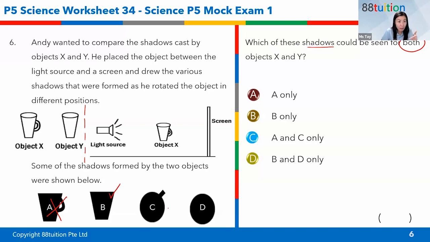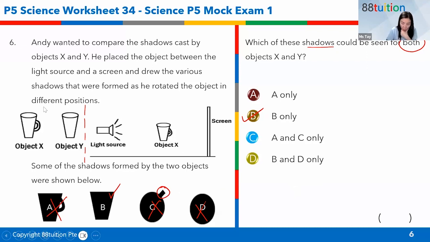Can it be C? C here shows the handle, so no. And then D, possible or not possible? Not possible. Yeah, smart. Okay, I wanted to test your logic and you are sharp. Okay, so the answer is B only. So those of you who got it wrong, I hope you understand now. Yeah, that's the top view.